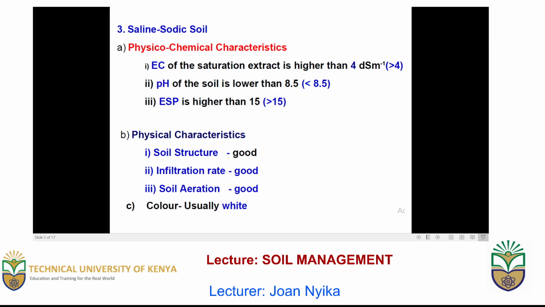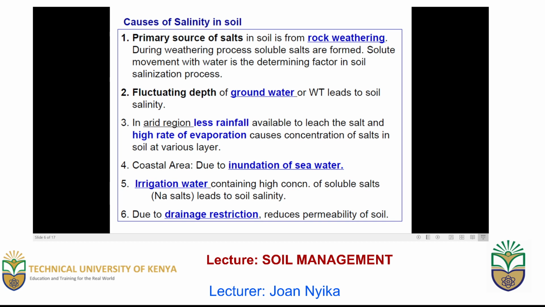However, their color is white. But what are the causes of either saline, sodic, or alkaline soils? The causes of salinity in this case are all the same for the three kinds of salinity in soils. One is the primary source of salts, which is rock weathering.